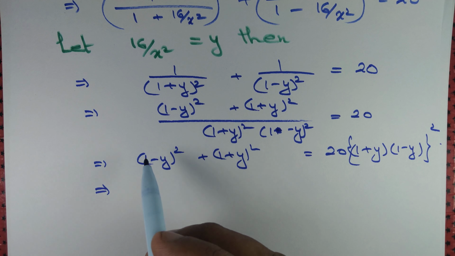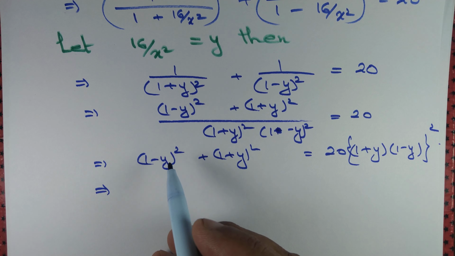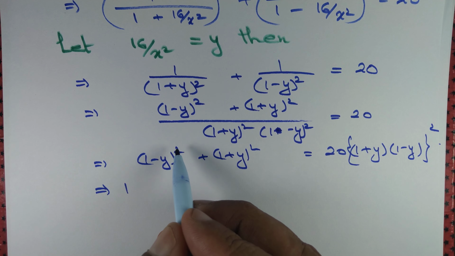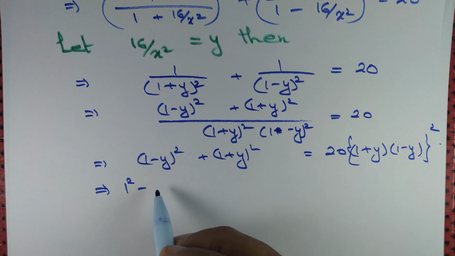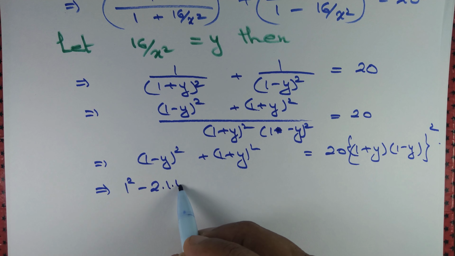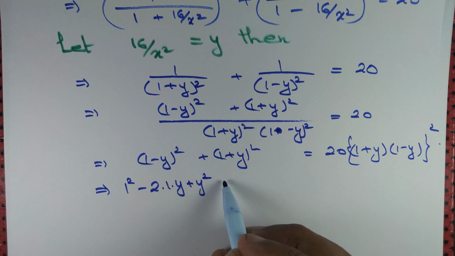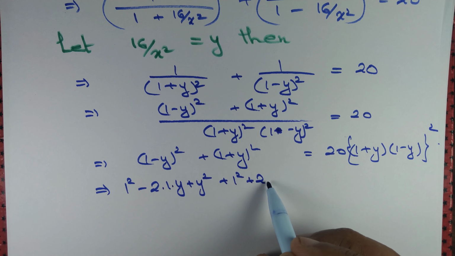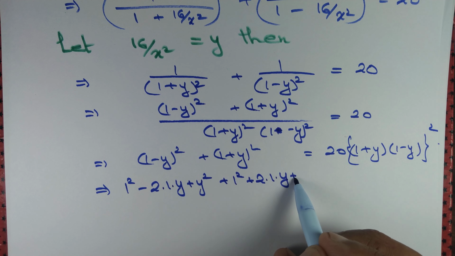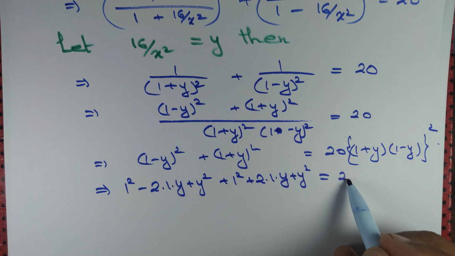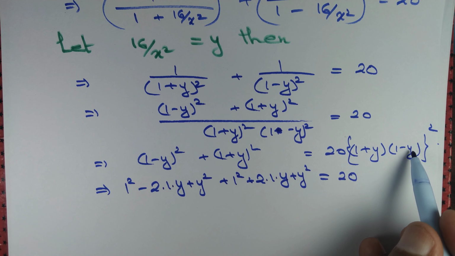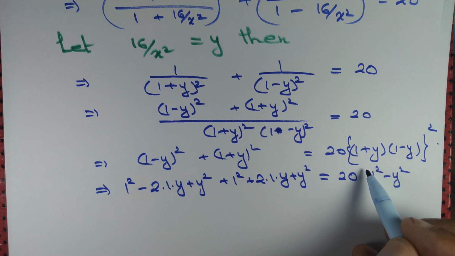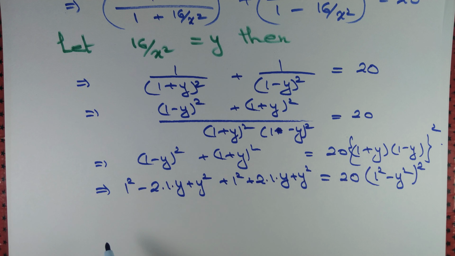Now again we know the formula: a minus b whole square equal to a square minus 2ab plus b square. Similarly, a plus b whole square equal to a square plus 2ab plus b square. And (a plus b) into (a minus b) is a square minus b square, whole thing square we copy as it is.